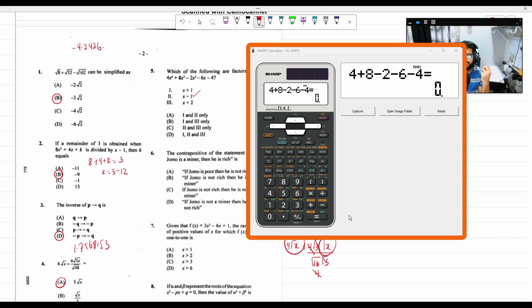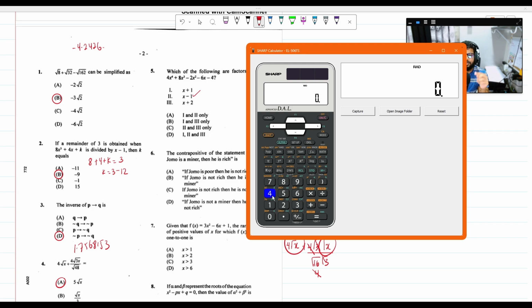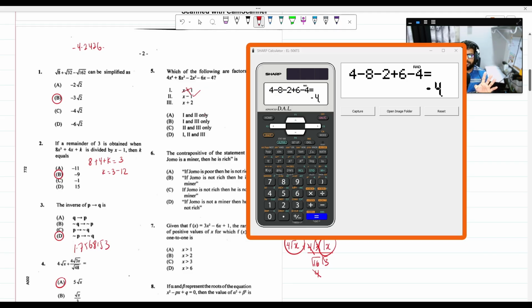So 2 is good. Let me check when x is minus 1. For the odd powers, I'm going to get negative. For the even powers, I'm going to get positive. So this is an even power, so it will be 4 by 1, minus 8. 2 by minus 1 squared is 2, so it will be minus 2. 6 by minus 1 will be minus 6, so I will get plus 6 there, and then minus 4 in the end. Again, minus 4. So 1 is out of the question. 2 is in, 1 is out of the question. So the answer has to be C, without even checking the third one.